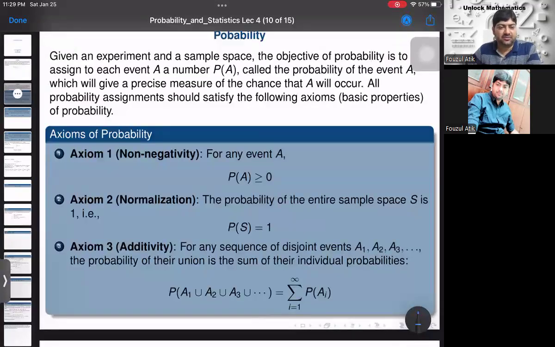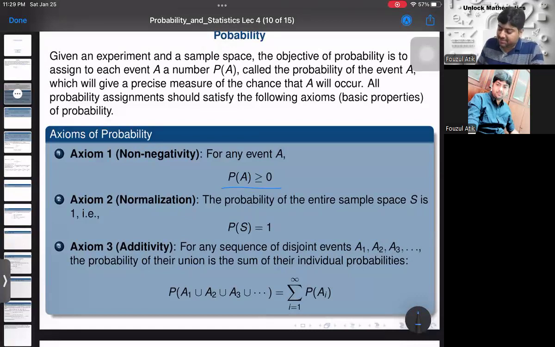Axioms of probability. The first axiom, the non-negativity. For any event A, P(A) should be greater than or equal to 0. So probability of any event is always a non-negative quantity. It can be 0, but it should not be a negative quantity.